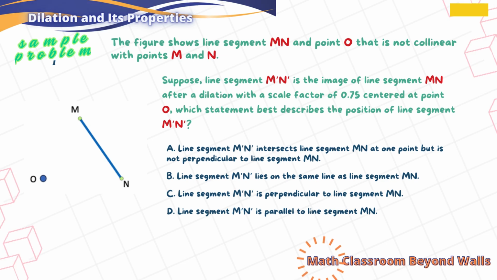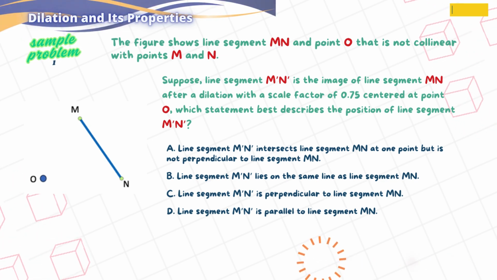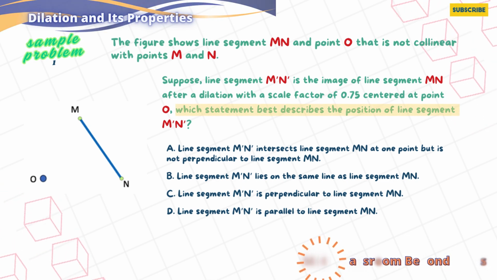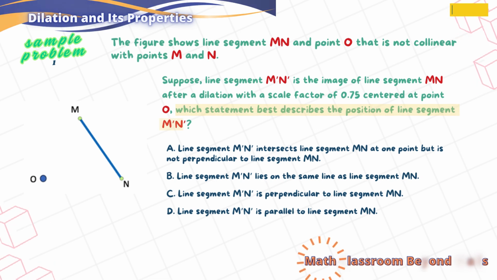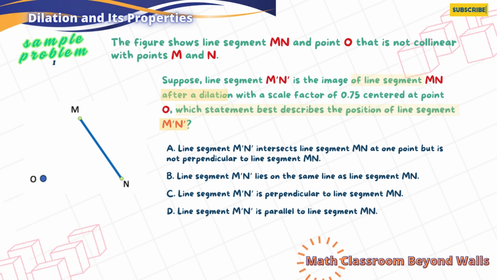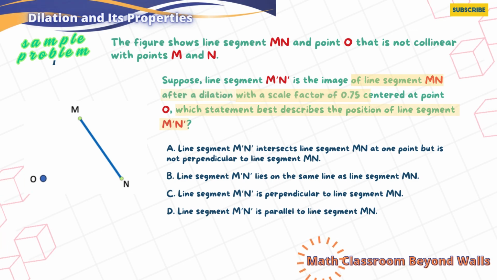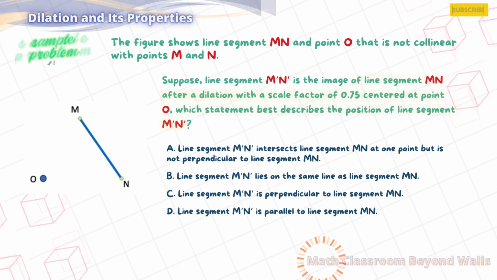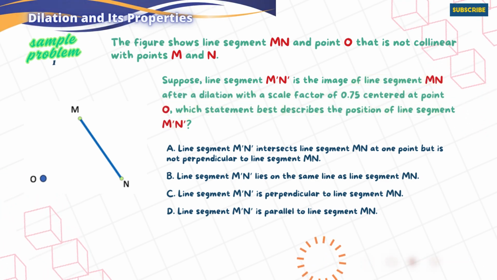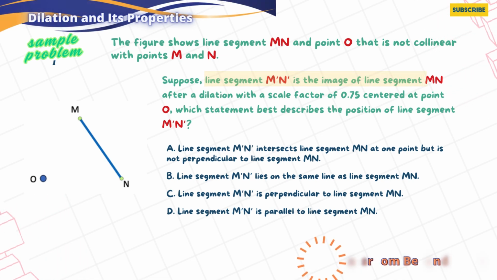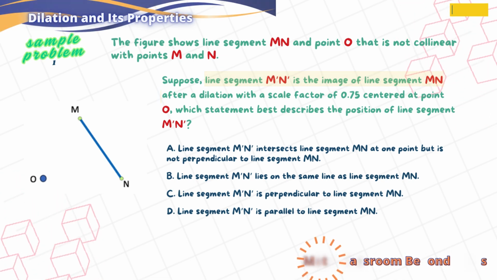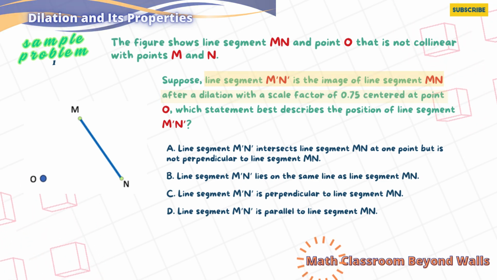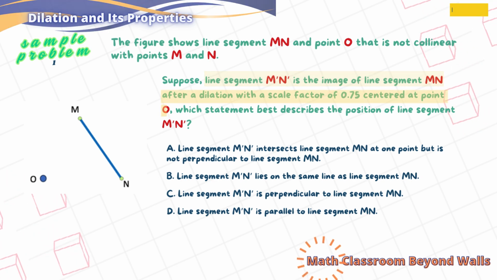What are we looking for, learners? You are correct. We're asked which statement best describes the position of the image of line segment M prime N prime after a dilation of line segment MN with a scale factor of 0.75 centered at point O. What are given? The problem tells us that line segment M prime N prime is the image formed after a dilation of line segment MN with a scale factor of 0.75 centered at point O. A figure is given.